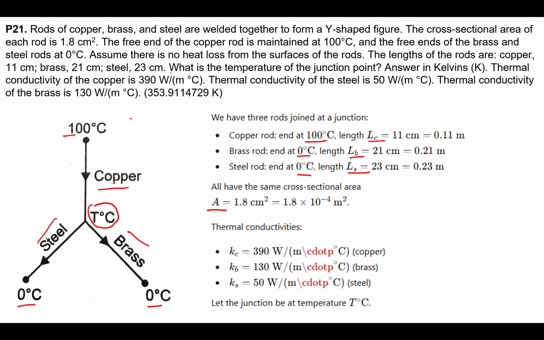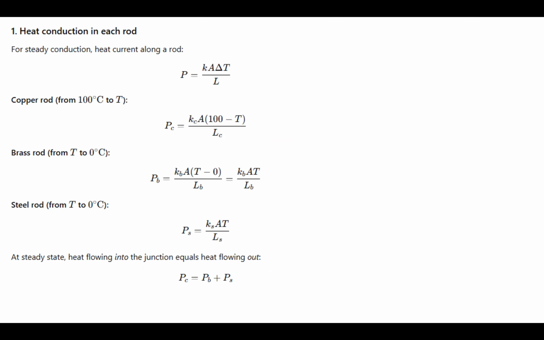So the question is, what is the temperature of the junction point? Okay. What we have to think about here is that, once again, it is based upon conduction. So we get heat current, or heat divided by time, is given by this one: area, length, and the delta T. The area was the same all the time.